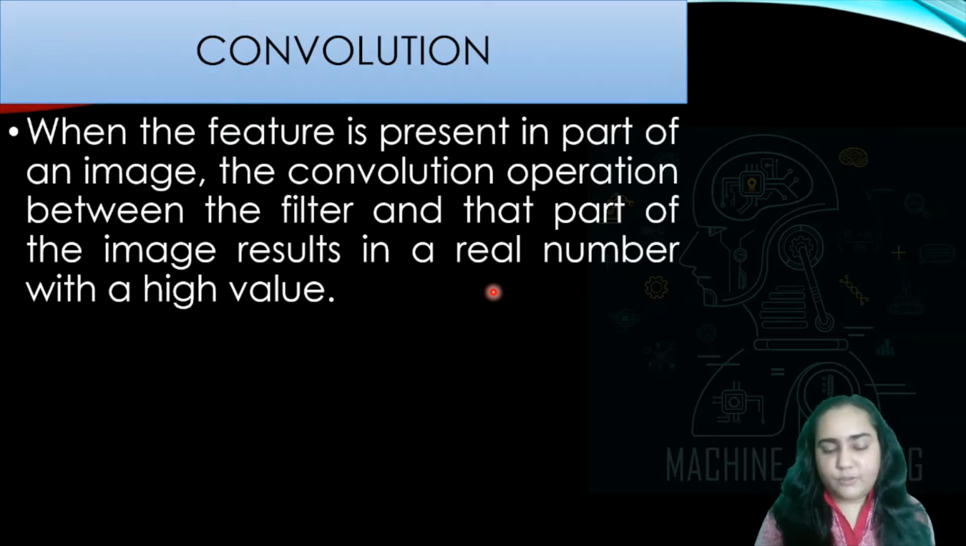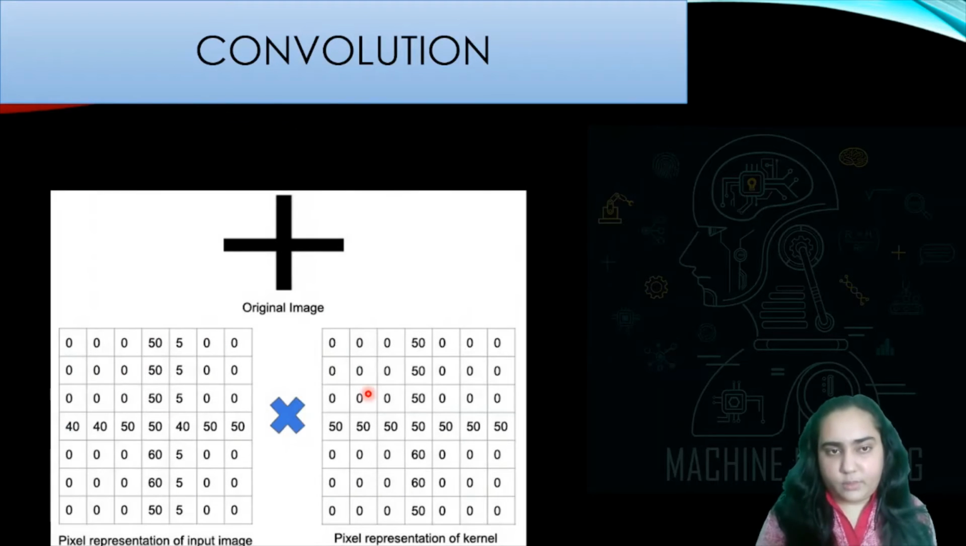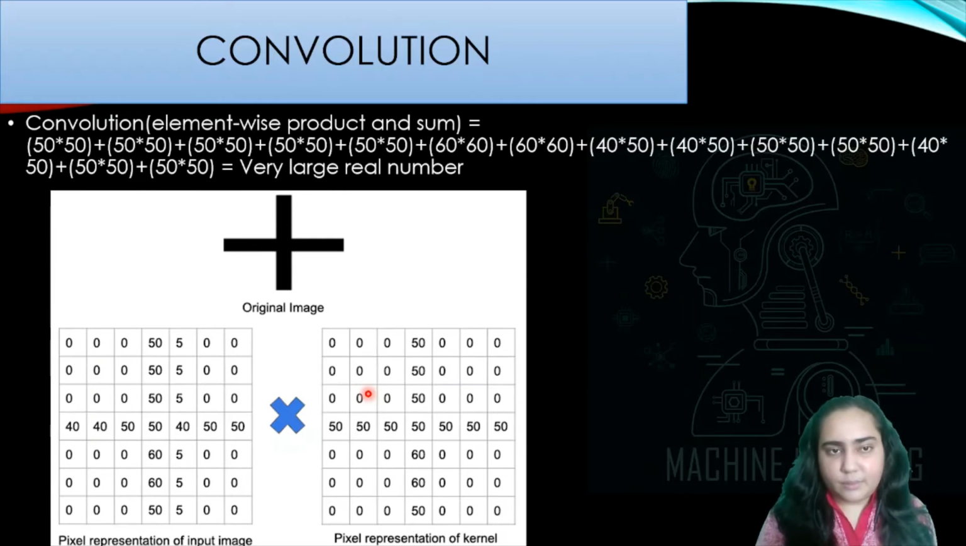Okay, so if you have two images which are similar, then the matrices that you form with both the images, if you multiply them, you'll get a really high real number, which would show that both images are more or less similar. If the feature is not present, then multiplication or addition of the matrices results in a lower number. So here is an example. You can see this is a plus sign. So this is my original image. If I have to show this image with a matrix, I could show it like this.